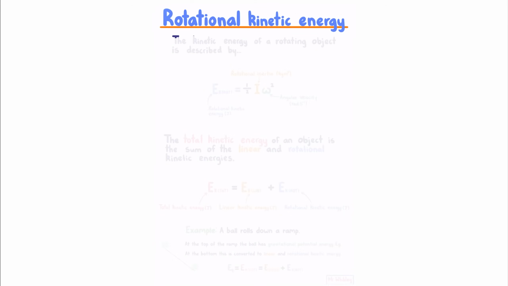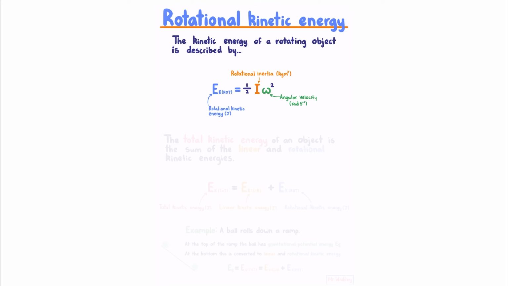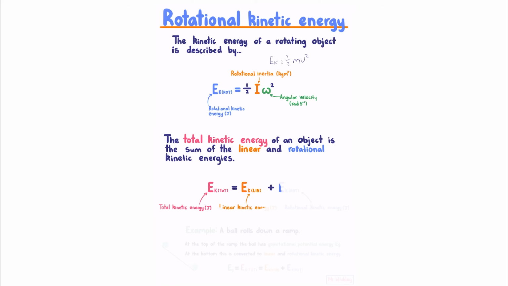Rotational kinetic energy. The kinetic energy of a rotating object, Ek rot, the rotational kinetic energy, is equal to half the rotational inertia multiplied by the angular velocity squared. This is a 1-to-1 analog of our linear equation, Ek equals half mv squared. The total kinetic energy of an object is the sum of its linear and rotational kinetic energies.